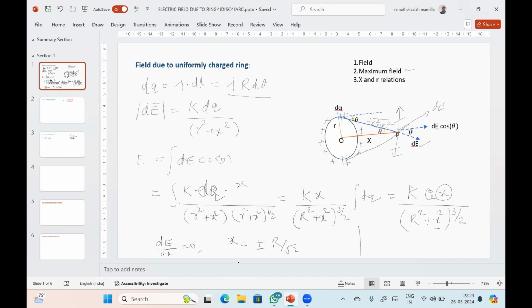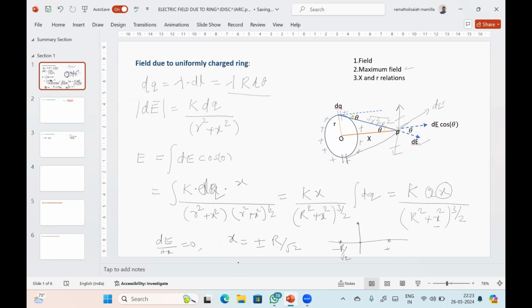The graph will be like this, field versus distance. At x equal to 0, the field is minimum, and this is the minus r by root 2 value, and this is the plus r by root 2 value. So at these two points the field is maximum, and at this point the field is minimum. This is the field versus distance graph. From x equal to minus r by root 2 to plus r by root 2, the field is maximum at these points.